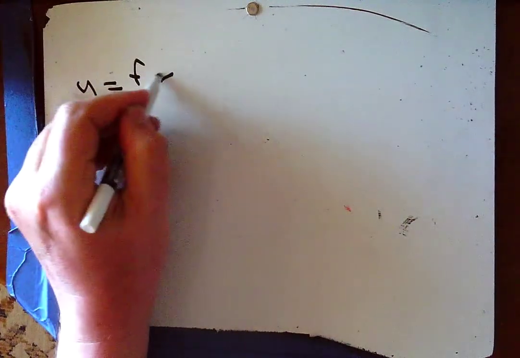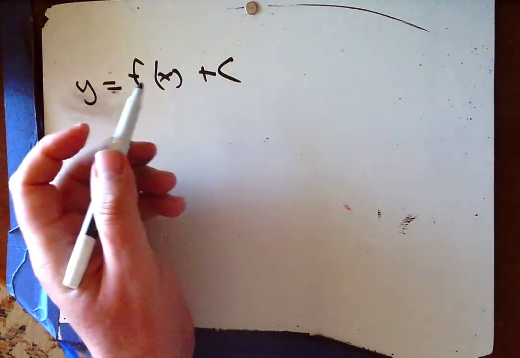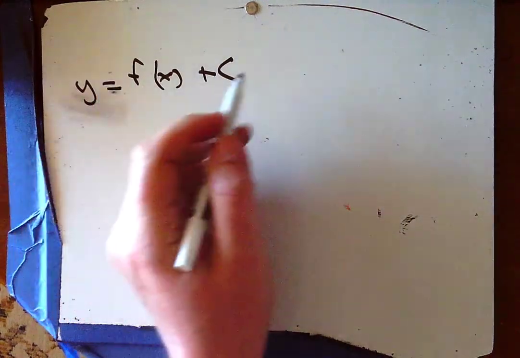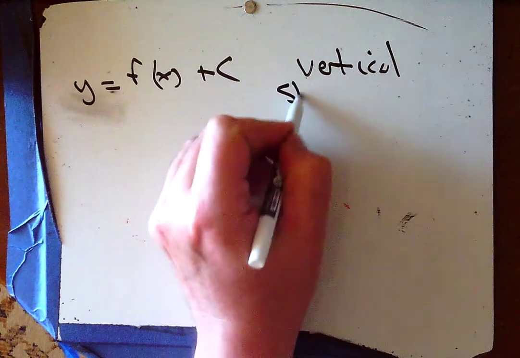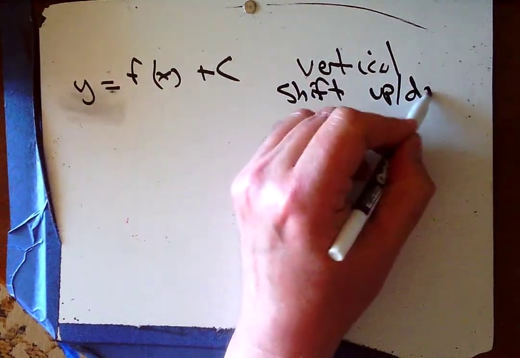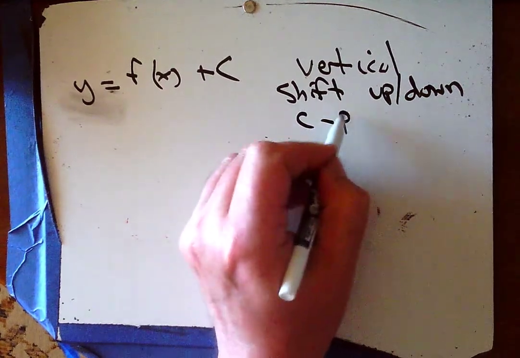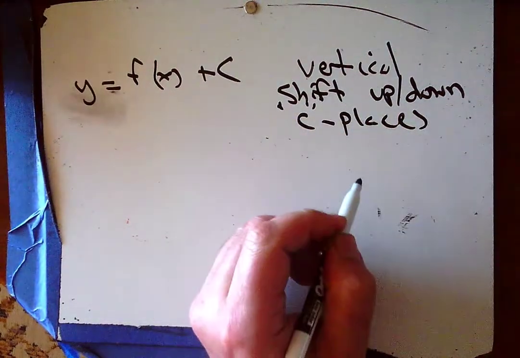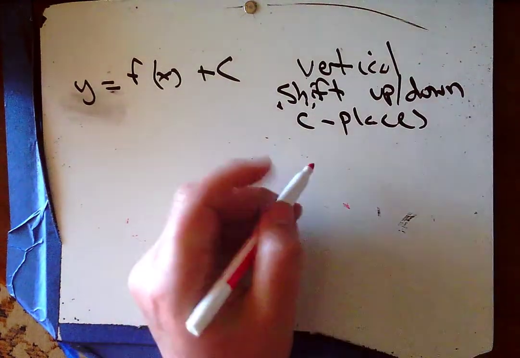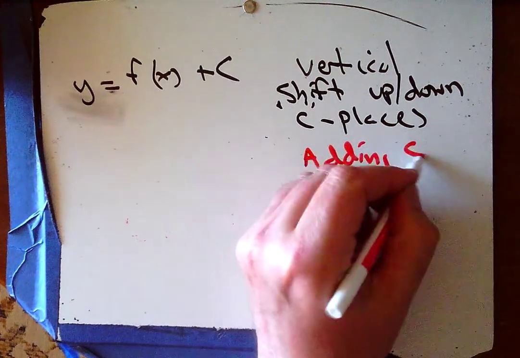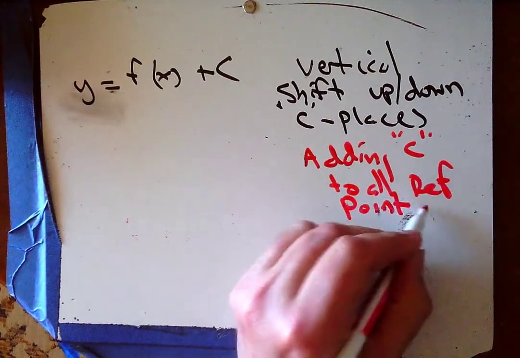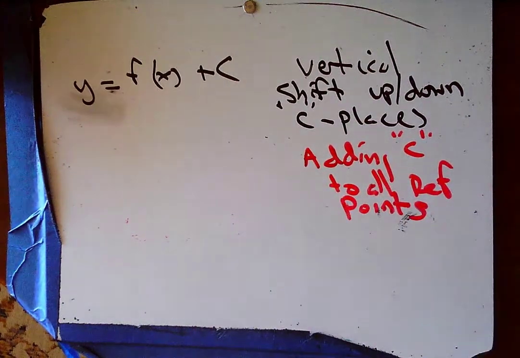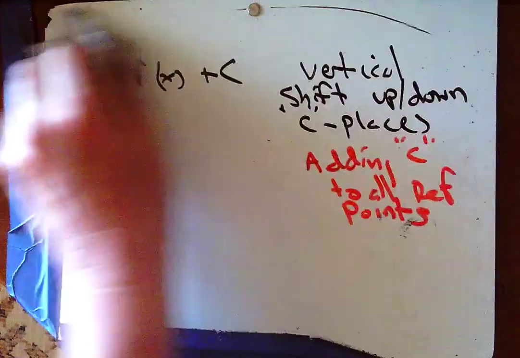So when I see y equals f of x plus c, and that plus could be a negative too, when I see absolute value of x plus c, or f of x plus c, I know that that's a vertical shift up or down c places. And I'll carry out that transformation by adding c to all the reference points. That's our first transformation.